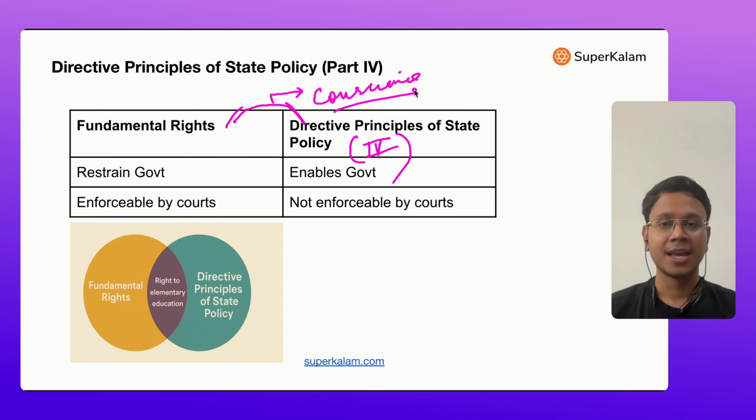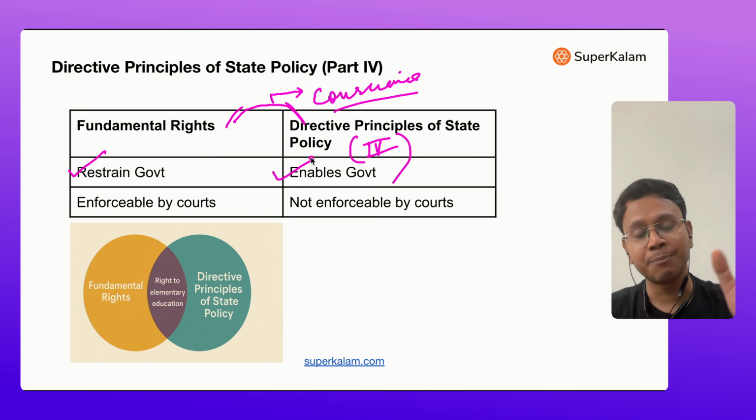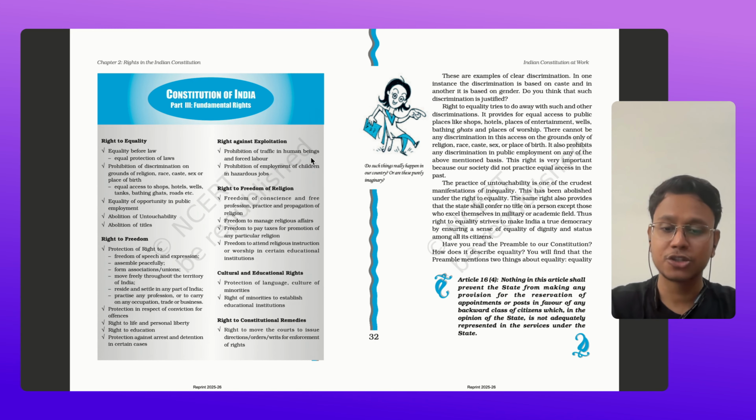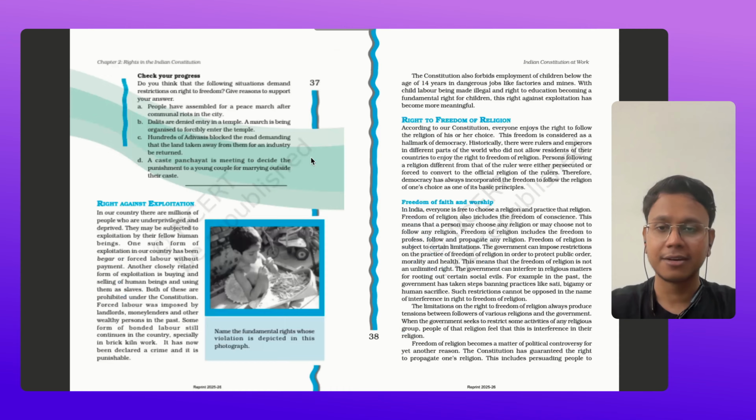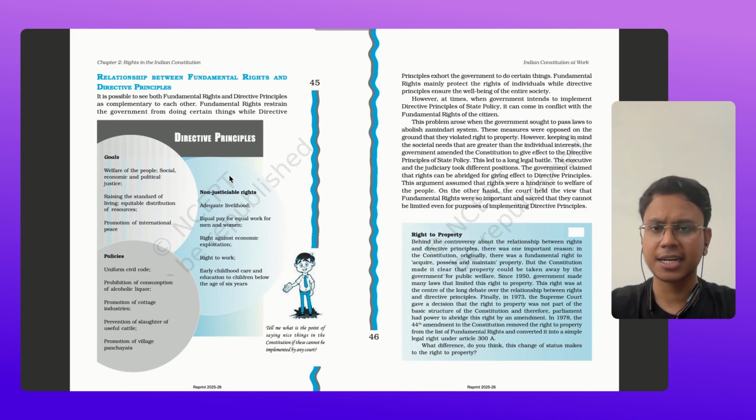Fundamental rights have a lot of pointers which restrain the government. For example, the government cannot do discrimination. The government cannot promote untouchability. The government has to ensure that there is no exploitation of workers. The government has to ensure that it does not unnecessarily interfere in religious tradition. So these are all restraints on the government. But directive principles ask governments to do certain things. It puts a mandate on the government. Now I'll show this with an illustration which is there in NCERT, briefly.